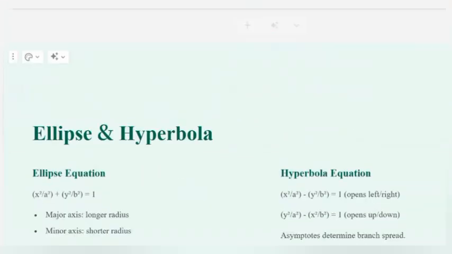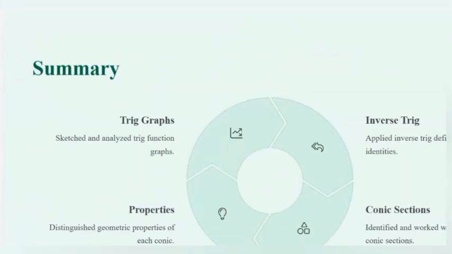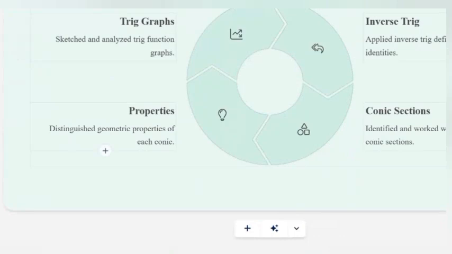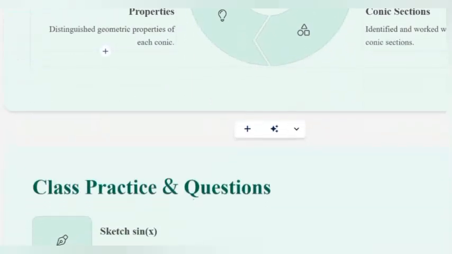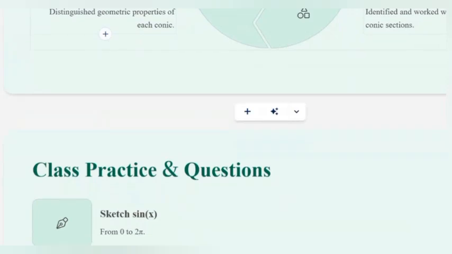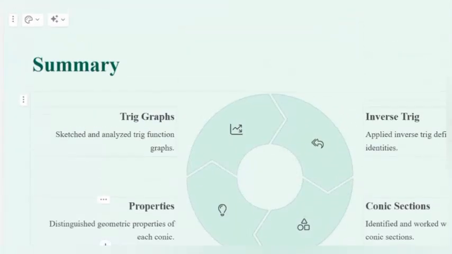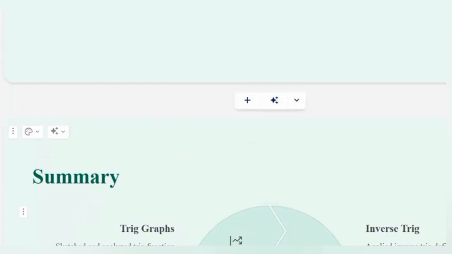And then we looked at inverse trig functions, we looked at conic sections, and then we looked at the general properties of each one. So yeah, it's a pretty short class today because it's a continuation of the leftover from last week when we kicked off. So it's just trying to wrap up what we've already started.